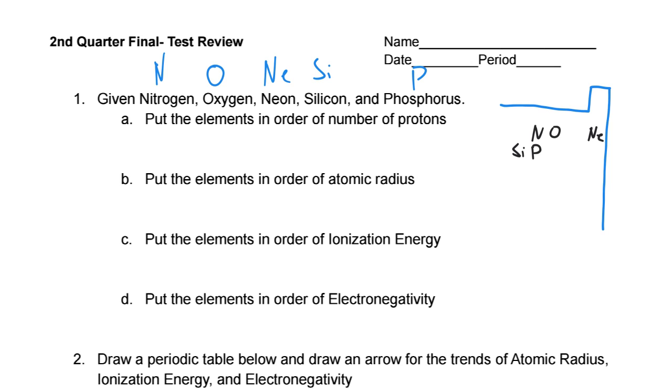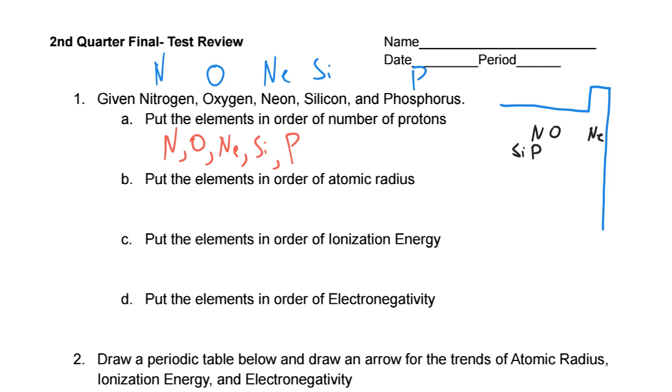So put the elements in order of number of protons. Well, that's just the atomic number. We can just put them in order of atomic number, and it turns out they're already in that order. So N, O, Ne, Si, and P. That's how the periodic table is organized, principally by atomic number, and then the reason they're in the rows they are is to match up valence electrons, or I should say columns.